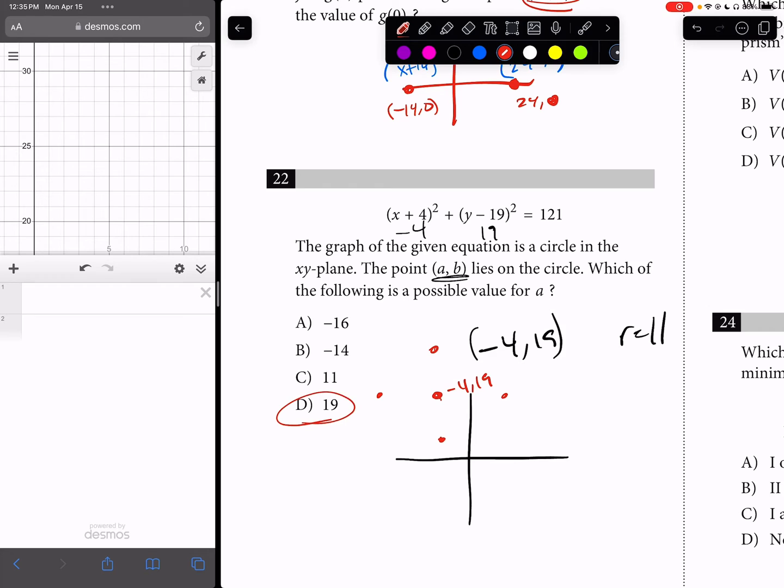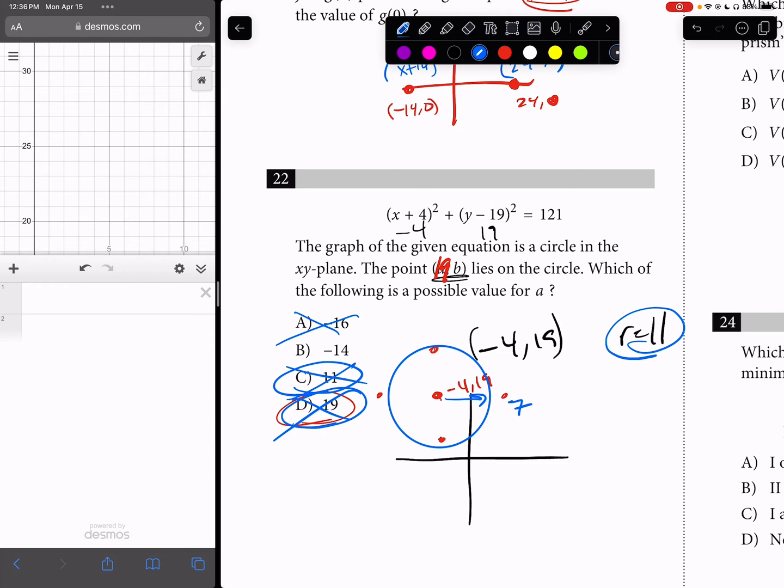So could the answer be D? Could the x value be 19? I don't think so. Remember, the radius being 11, that puts me here, really making a beautiful circle here. Maybe my circle looks something like that. 11 to the right would give me 7, right? In other words, D and C could not be true. Same thing with A. I think A is too far to the left.